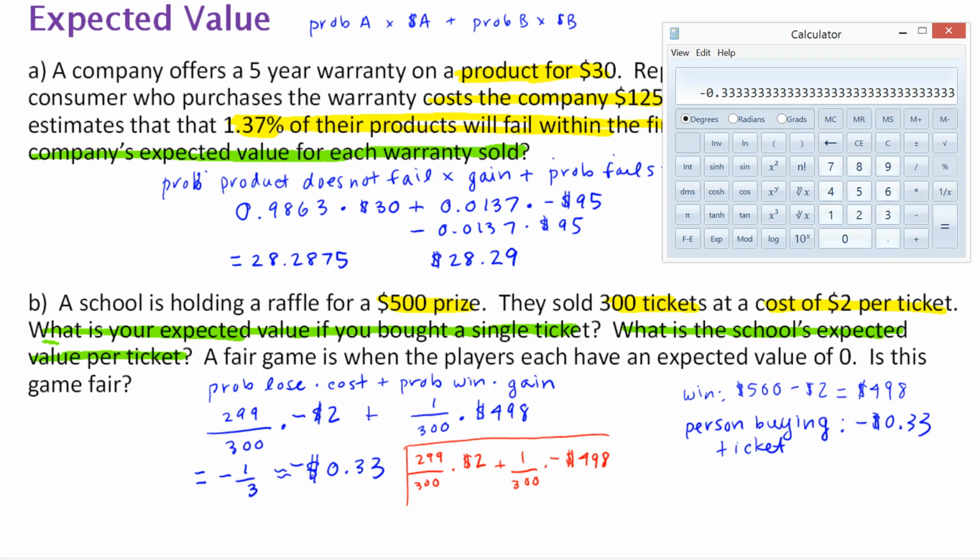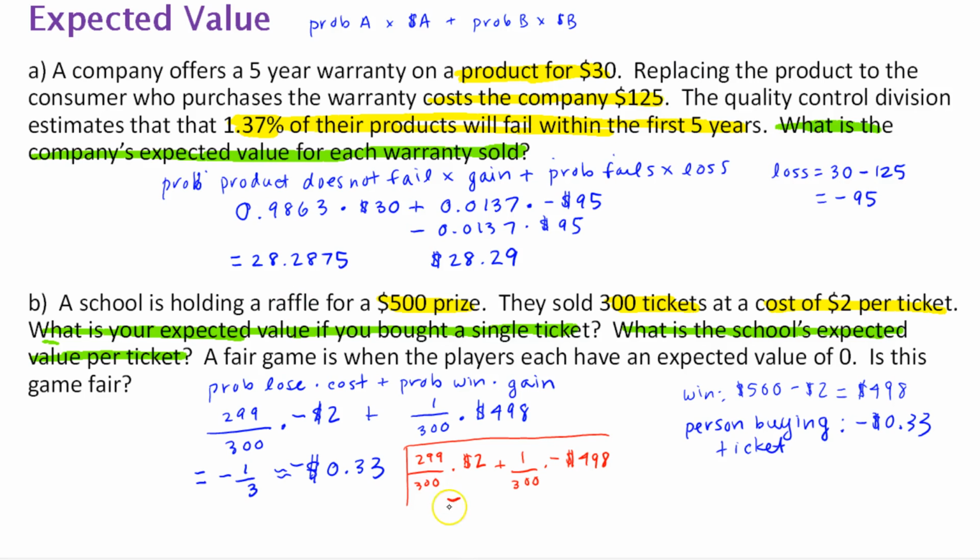But again, I'll just compute it to verify. Just like if you have 3 minus 2, it's 1, but 2 minus 3 is negative 1. So 299 divided by 300 times 2 minus 498 times 1 divided by 300. And notice we get 33 cents, but it's positive. So the school's expected value is for every ticket they sell, they gain 33 cents. And that's why they sell raffle tickets. At least it's going to a good cause.